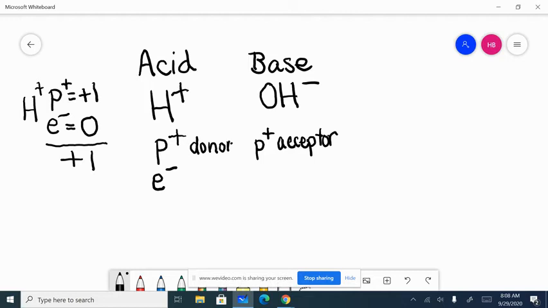An acid is just a proton. It's just an H plus. It has no electrons, therefore it cannot donate electrons. You can't donate what you don't have. So because he has 0 electrons, he must be an electron acceptor. So once you know he's an electron acceptor, you know that a base is the opposite, or electron donor.